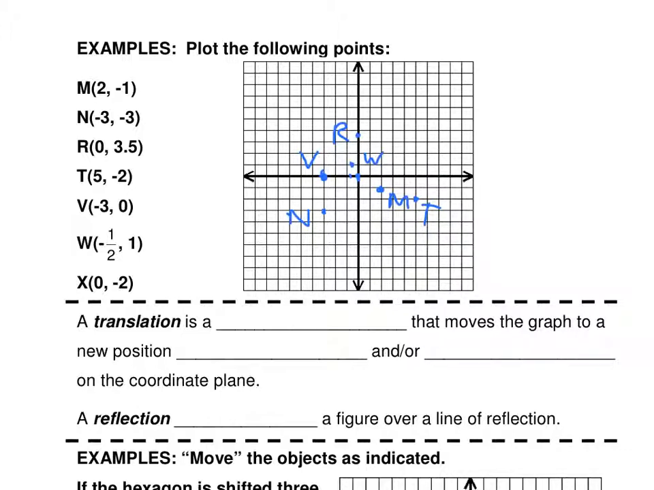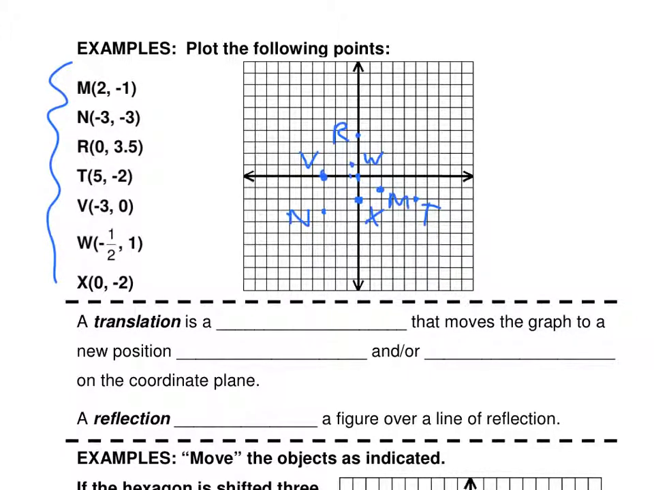And the last one is 0, negative 2. So 0 tells me I don't go left and right, but I go down to negative 2. So that should be X. So hopefully I did all of that right and you can see it. So you need to have this in your notes. All right, let's move on.